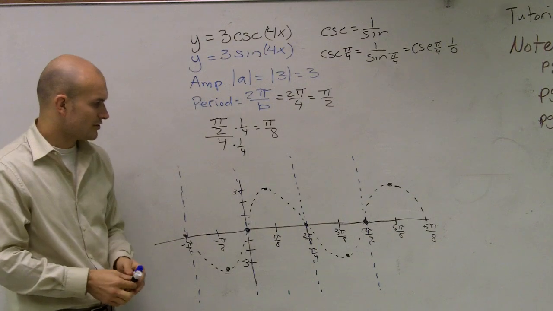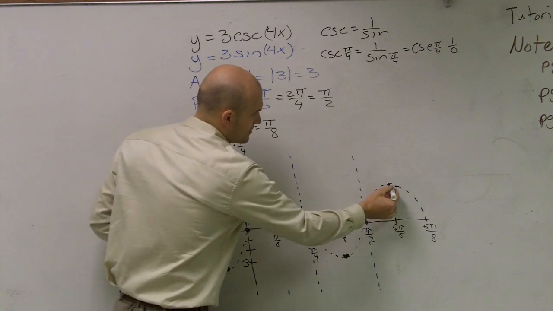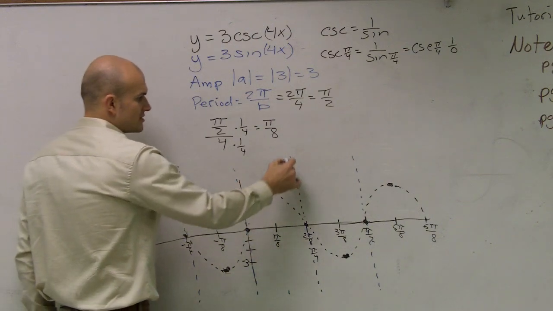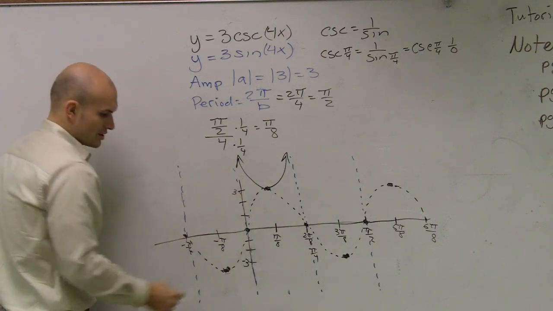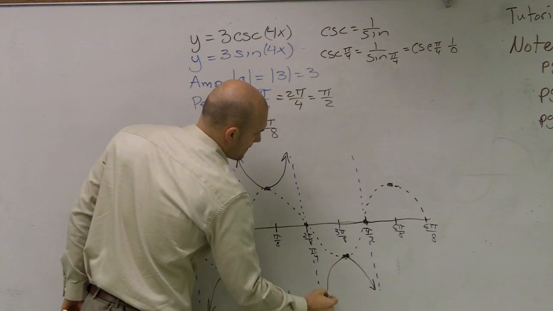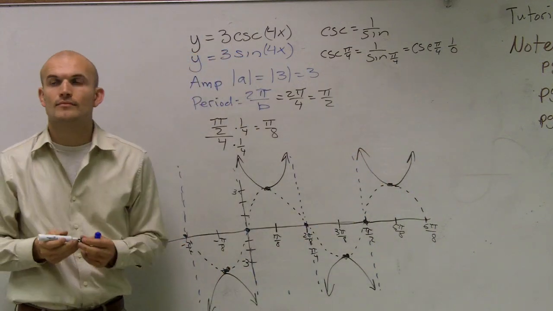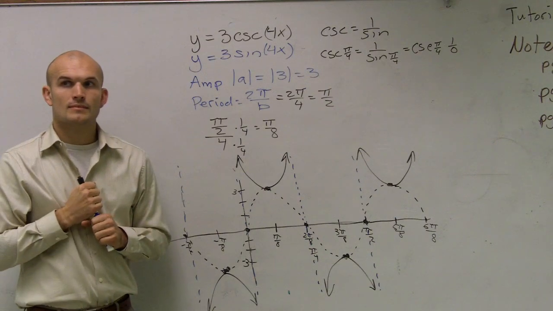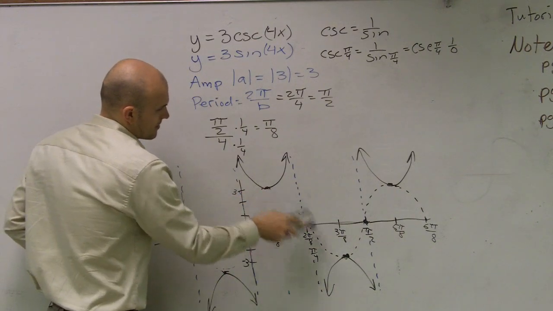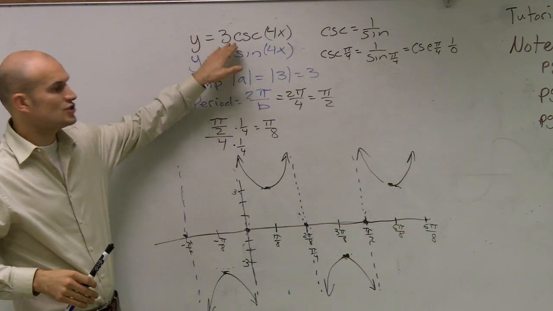So now, do you want to finish off the rest of the graph? All you're going to do is take your max and your min points, and now we're just going to create kind of like the reflection of this, our little parabola curves heading towards our asymptotes. Then lastly, I don't need to worry about my sine graph. I'll just take my eraser and erase it. And now what I've created is completely just my cosecant graph.